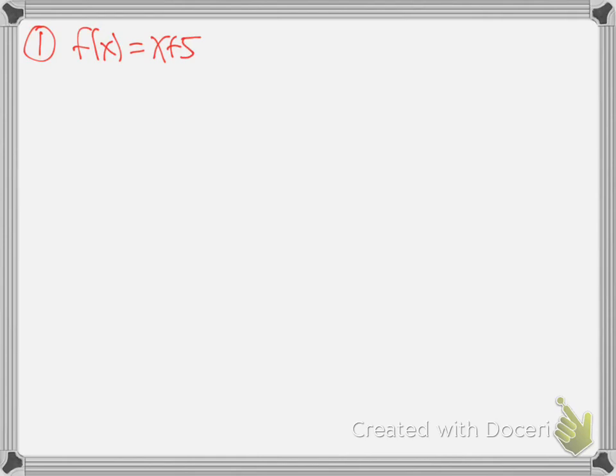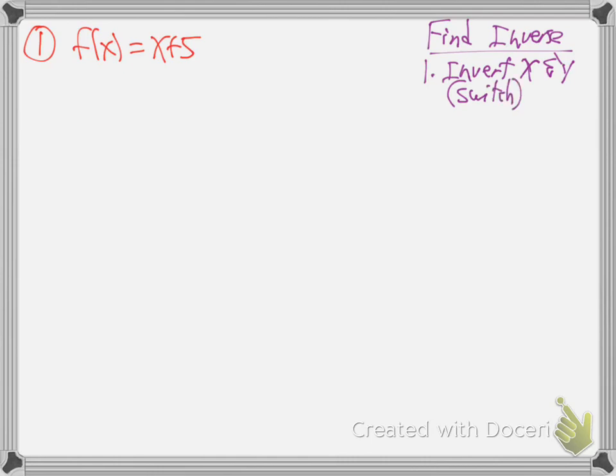Okay, so here's how we find an inverse. To find an inverse, step 1, you invert x and y, or switch. Invert or switch x and y. Step 2, solve for y. Well, that's it. Invert x and y, solve for y.